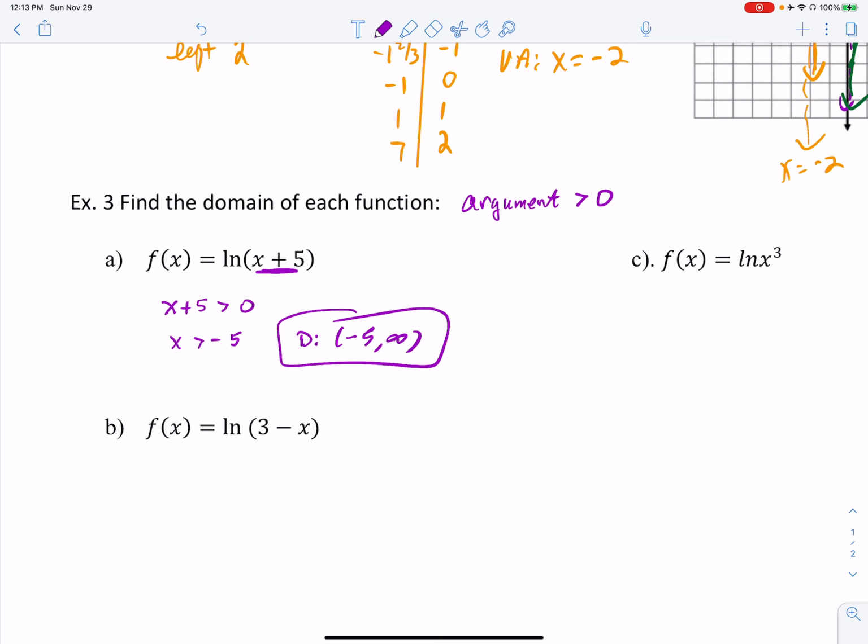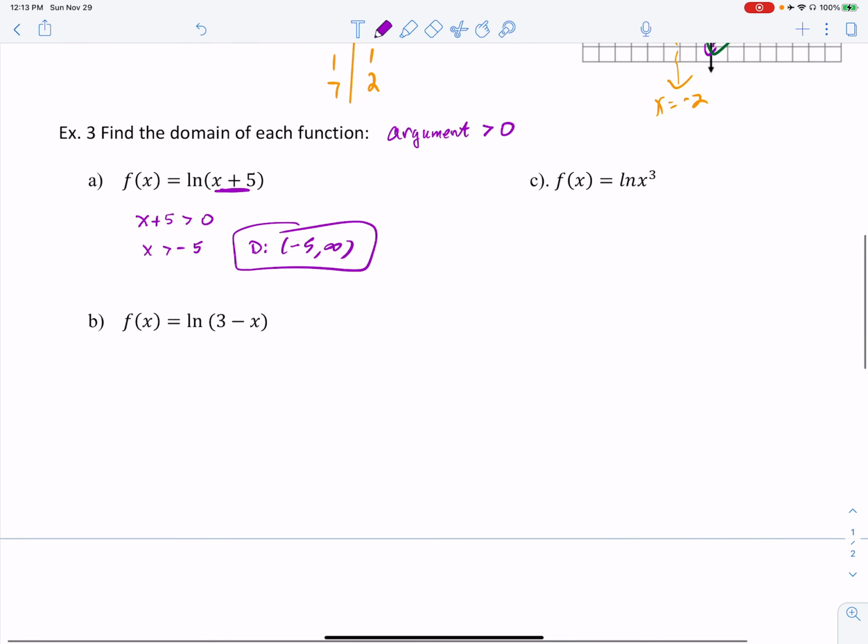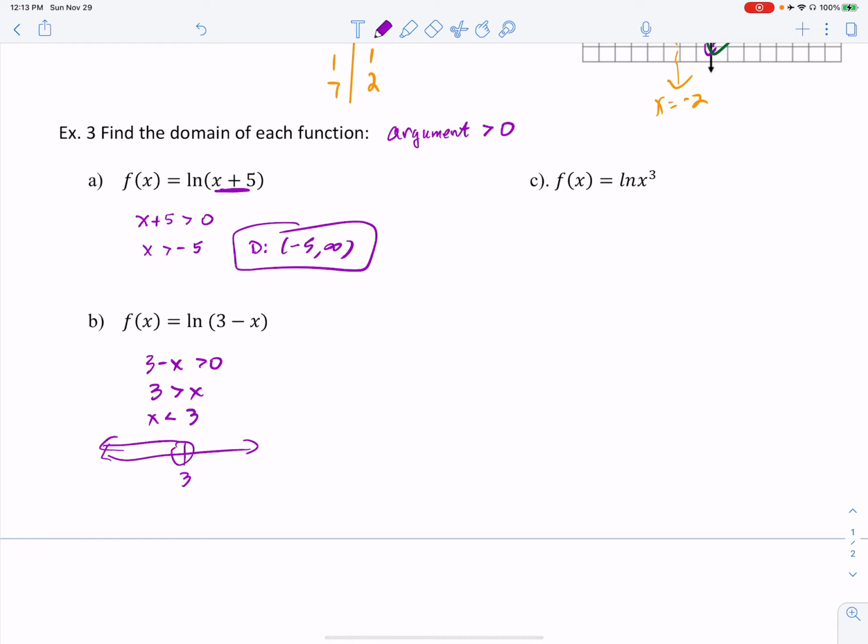In part B, again, this argument has to be greater than 0. So 3 minus x has to be greater than 0. Be careful on this. 3 has to be greater than x, or x is less than 3 on this one. The negating of the x has that effect of reflecting over the y-axis, and so the graph ends up going to the left of the y-axis rather than to the right, so that x is less than 3 on a number line. If this is 3, we're talking to the left. So in interval notation, I would write from negative infinity to 3, and the 3 is open. It can't actually be 3.